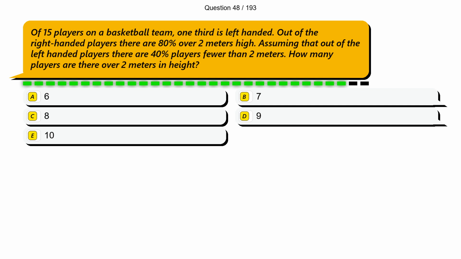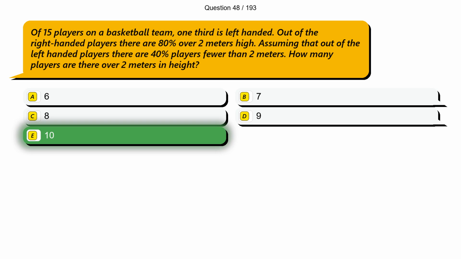Question 48. Of 15 players on a basketball team, 1/3 is left-handed. Out of the right-handed players there are 80% over 2 meters high. Assuming that out of the left-handed players there are 40% players fewer than 2 meters, how many players are there over 2 meters in height? Option A, 6. Option B, 7. Option C, 8. Option D, 9. Option E, 10.